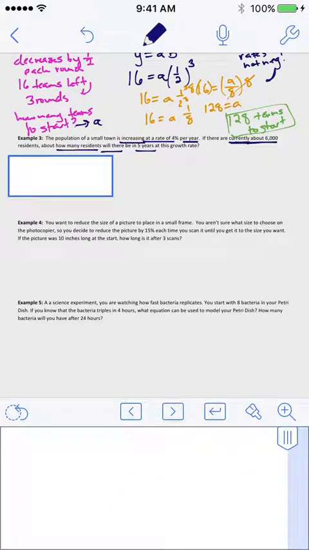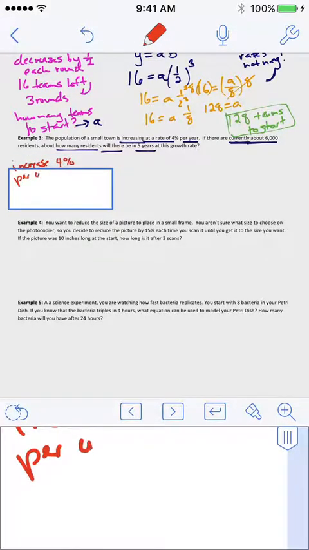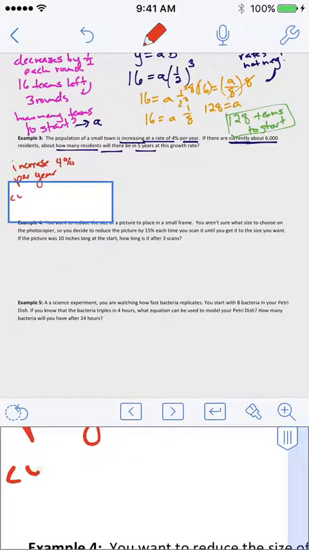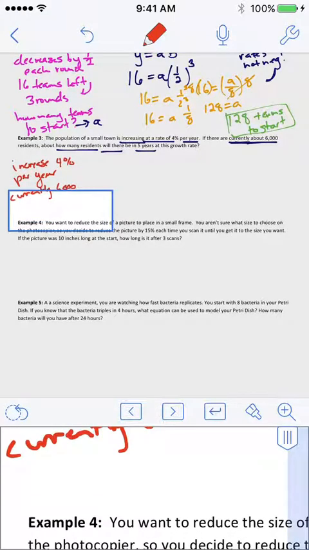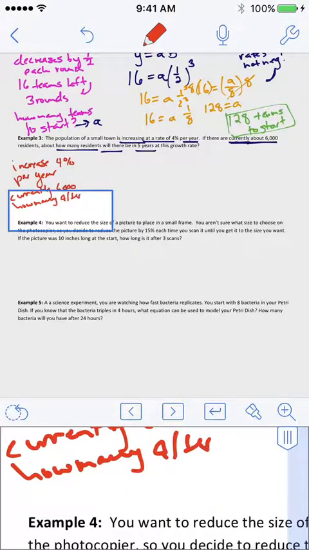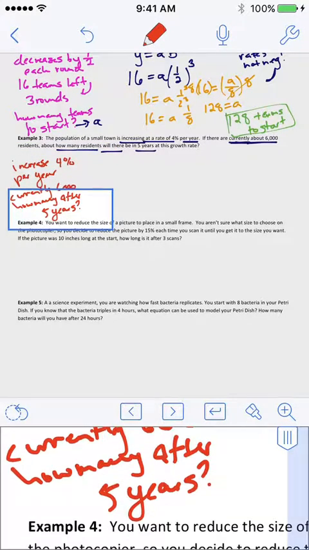So let's see if we can take that information and create an equation. So we've got increase 4%. It's going to be per year, right? Currently 6,000. How many, we'll say after 5 years. Again, I whittled it down to 4 pieces of information. So each of these is bound to be part of my 4 variables, right? So I have to think about which one's which.